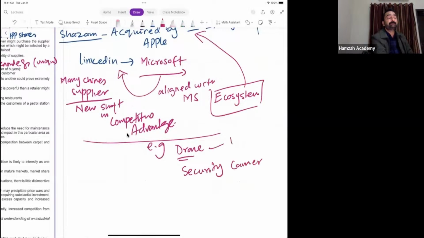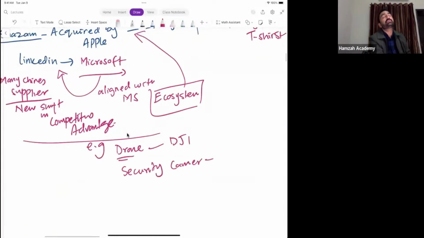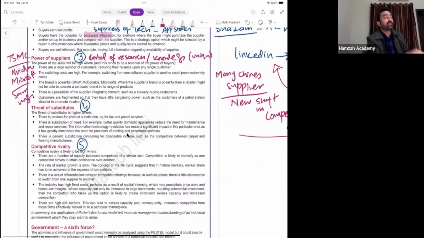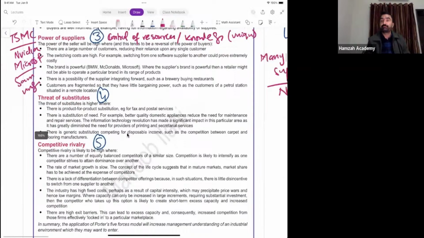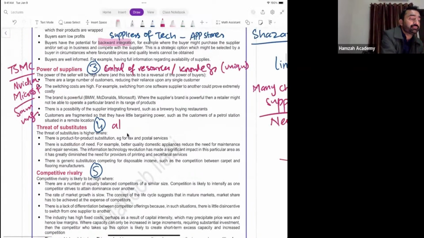Have you heard about DJI? Have you heard about Hisense? Have you heard what is the name of the security camera company? So all these are Chinese suppliers. Okay, number four, according to Michael Porter, is the threat of substitutes. Yes, the substitutes mean alternative products.